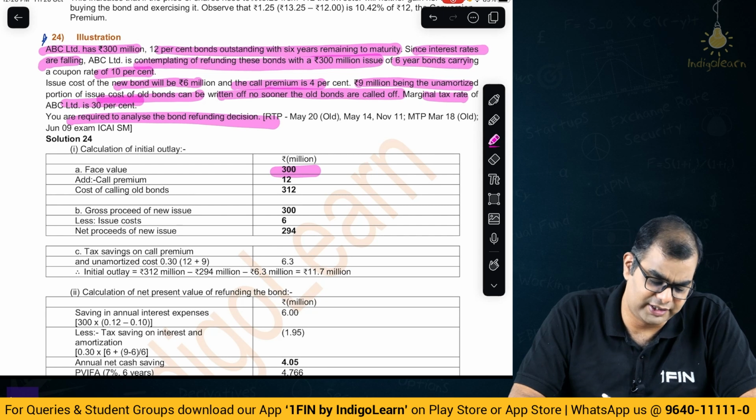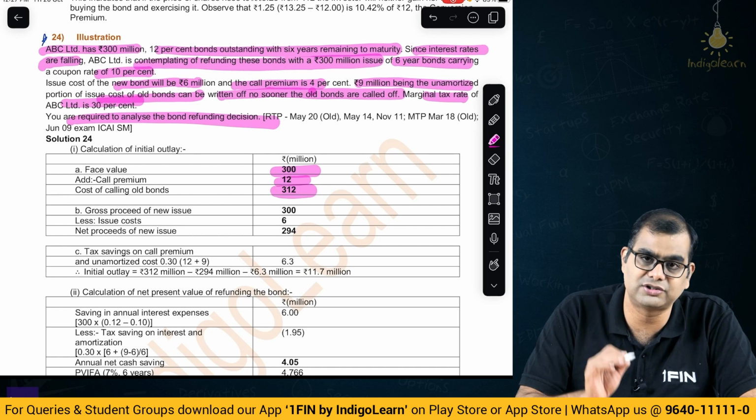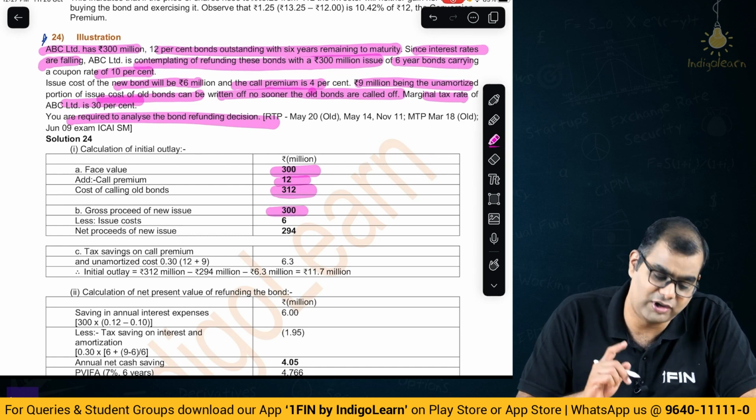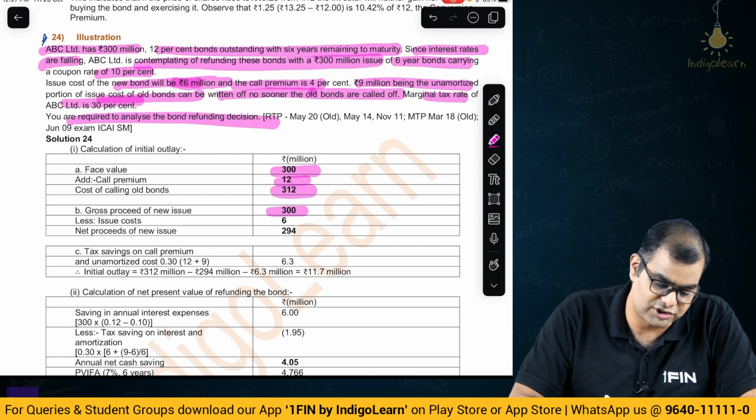300 million or 30 crores is the old bonds. Call premium is 4%. 4% of 300 million is 12 million. So 312 is the total outflow. New issue, you are going to get 300, but you also have to meet 6 million as the new bonds' cost of issue. So your net proceeds is 294.